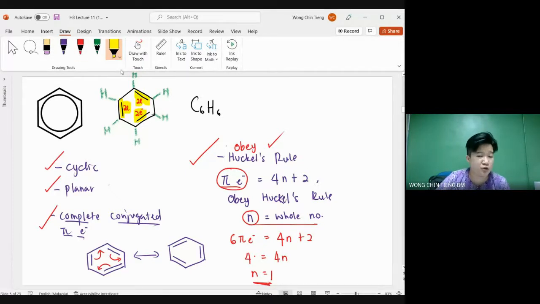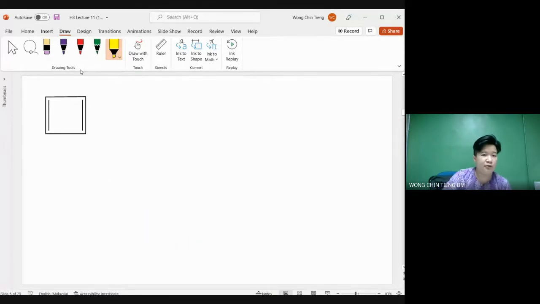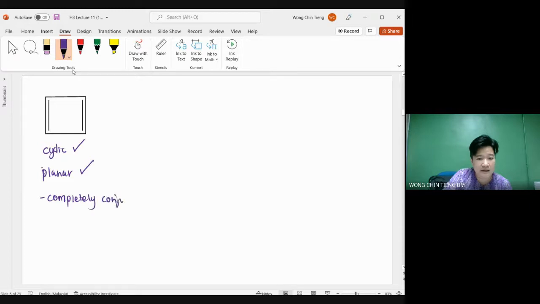Okay, that is how we show it. Okay, contoh yang bukan aromatic. So kita nak tengok contoh kedua kat sini. Over here, I have a cyclic. Yes, it is a cyclic. It's planar. Is that planar? When it's cyclic, it's definitely planar. Is that completely conjugated? Alright, is that thing completely conjugated with the pi electron?